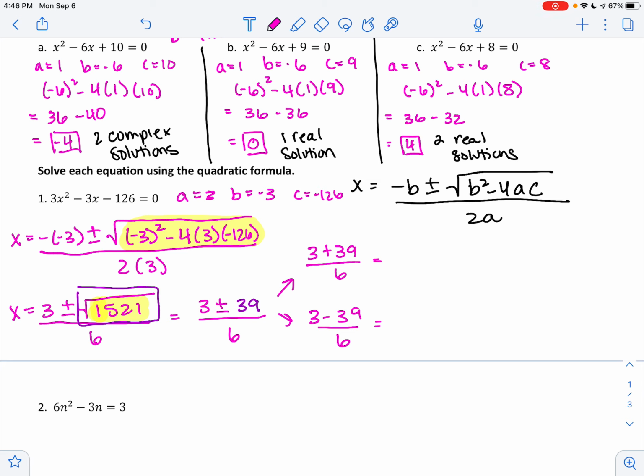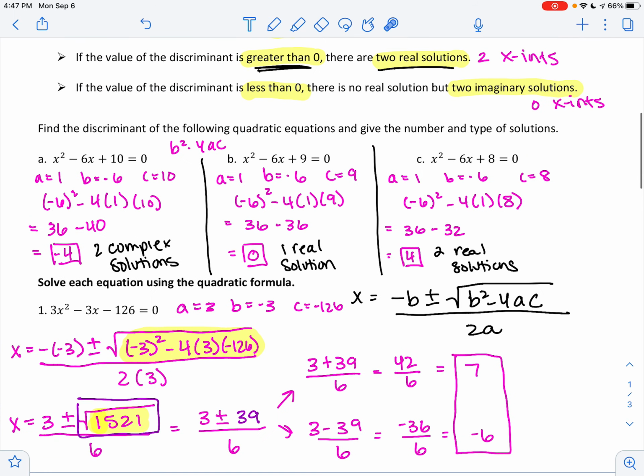3 plus 39 is 42. 42 divided by 6 is 7. 3 minus 39 is negative 36. Negative 36 divided by 6 is negative 6. So I got two solutions. My two solutions are x equals 7 and x equals negative 6. I knew that I was going to get two solutions here because my discriminant was a number greater than 0. And when you get a number that is greater than 0, you should have two real solutions.